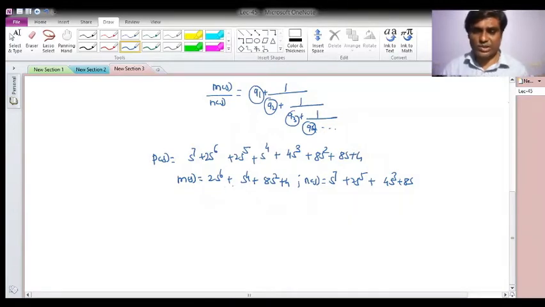Now what I am observing is that the difference between the highest power of the odd and even polynomials is at most 1. It should not be more than 1, otherwise there will be multiple poles.